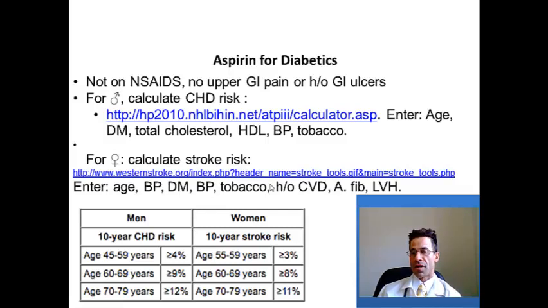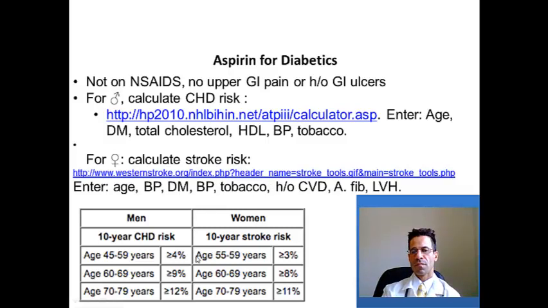So those are contraindications to aspirin. Indications for aspirin are, for men, calculate their cardiovascular disease risk or their coronary heart disease risk using a Framingham calculator. I have the link to one listed here. You'll enter their age, whether or not they have diabetes, their total cholesterol, their HDL cholesterol, their blood pressure, and whether or not they use tobacco to give you a 10-year CHD risk.